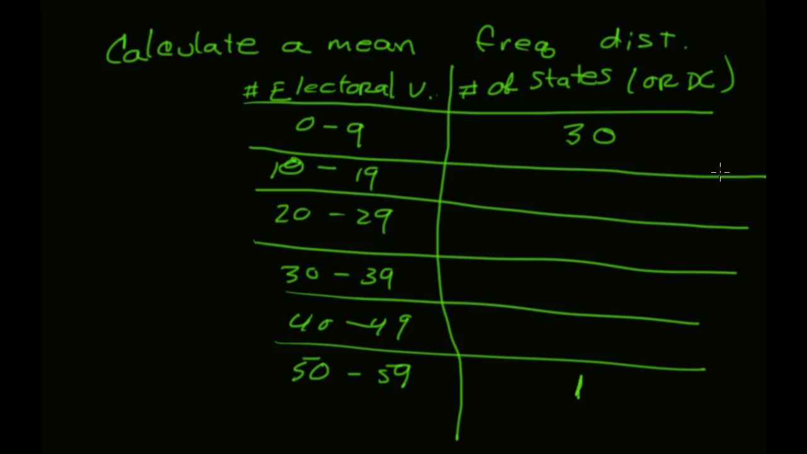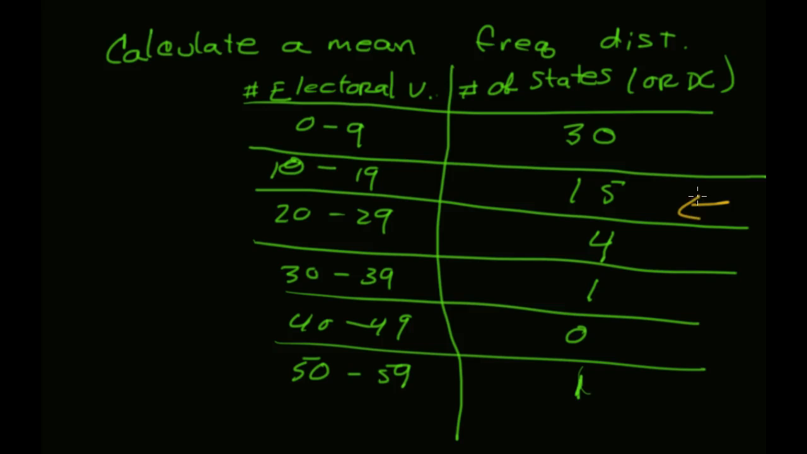So 30 states or the District of Columbia have between 0 and 9 electoral votes. Then it drops to 15 between 10 and 19. 4 have between 20 and 29. 1, that being Texas, is between 30 and 39. None between 40 and 49, and then California with 50 to 59. So it's pretty clear that California is an outlier here, or at least an exceptional value. We'll see later on if it's a technical outlier, but it's pretty huge, the size of that state.